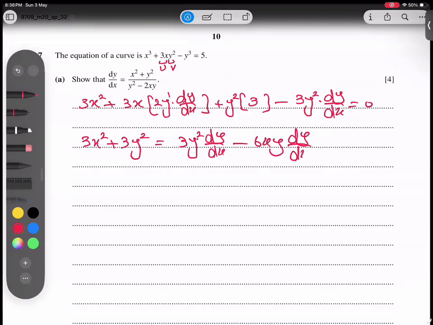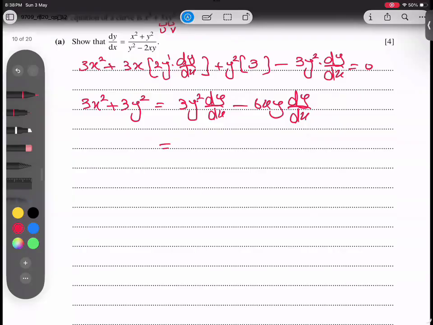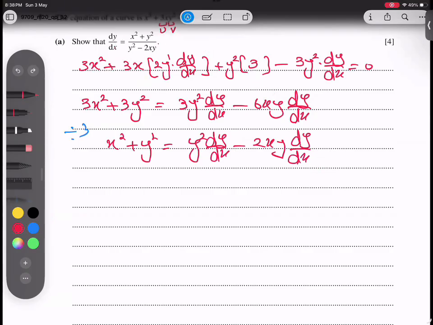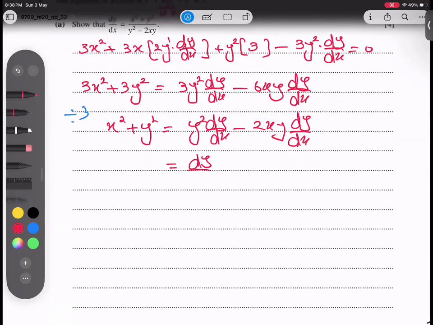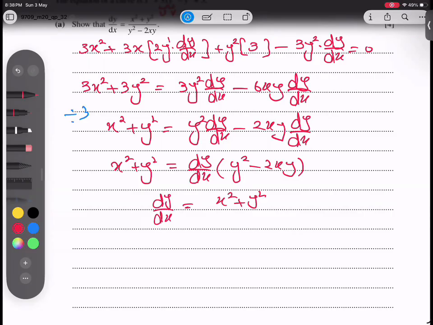into dy dx. I will take common, students, from here, and first of all, I can divide by 3, make the question easier. I got x square, I got y square, and here I'm getting y to power 2 and dy over dx. Here 2xy. I'm just keeping my target on this one. So I will take common out. If I take dy dx common out, and target is going to get here x square plus y square. So it will go down and switch the value same time. So dy over dx is equal to x to power 2 plus y to power 2 over y to power 2 minus 2xy. Proved.